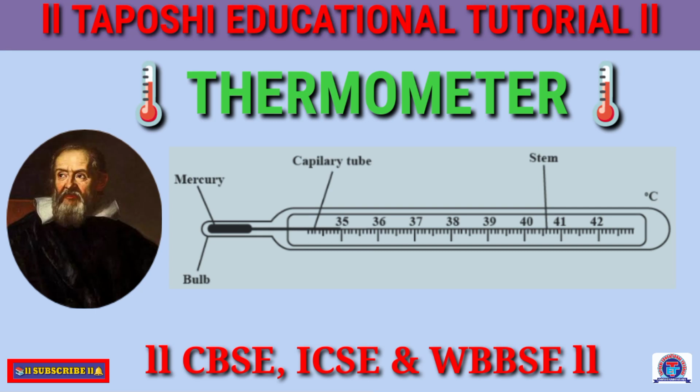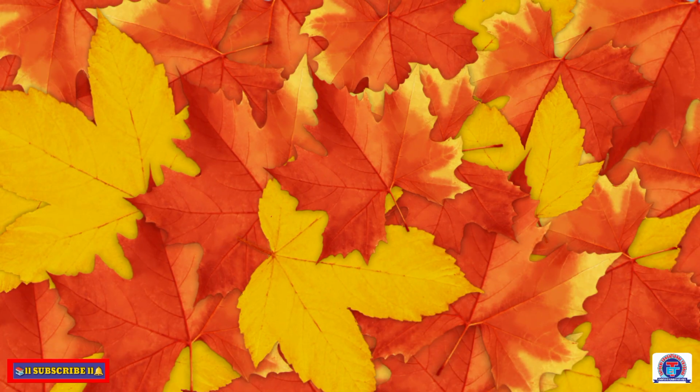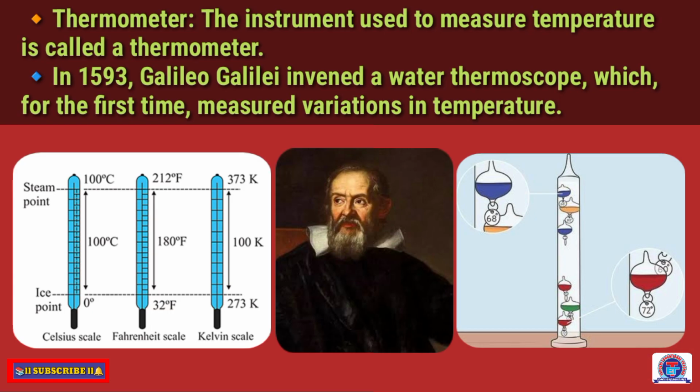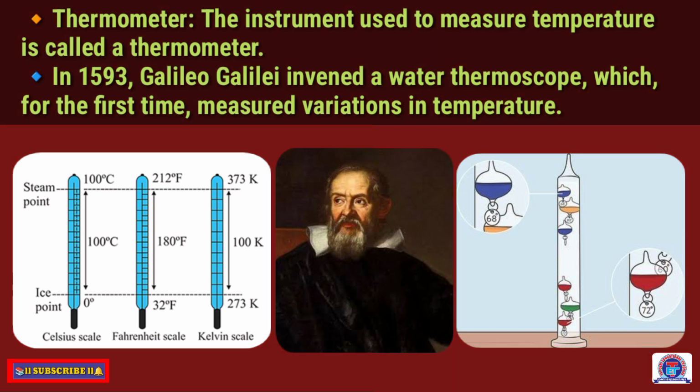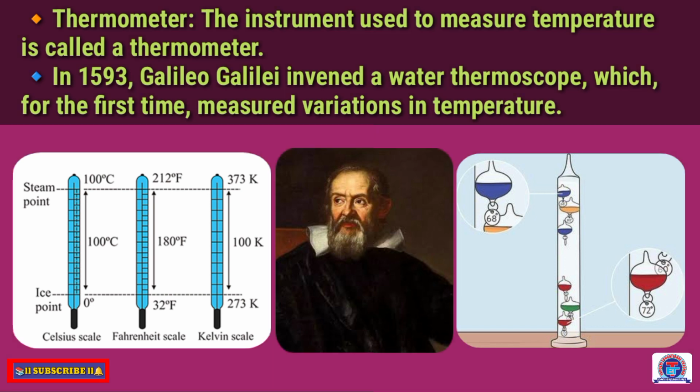Today our topic is thermometer. Now we understand about thermometer. The instrument used to measure temperature is called a thermometer. In 1593, Galileo Galilei invented a water thermoscope which for the first time measured the variation in temperature.